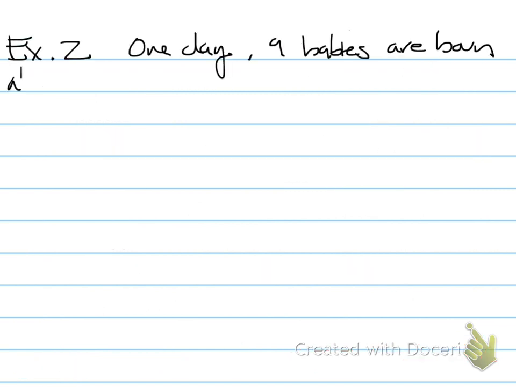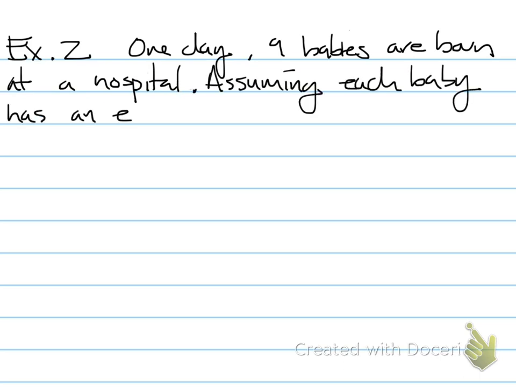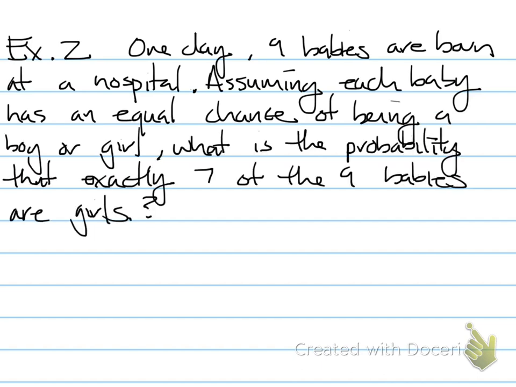All right, for the next example, it says one day 9 babies are born at a hospital. Assuming each baby has an equal chance of being a boy or a girl, what is the probability that exactly 7 of the 9 babies are girls?